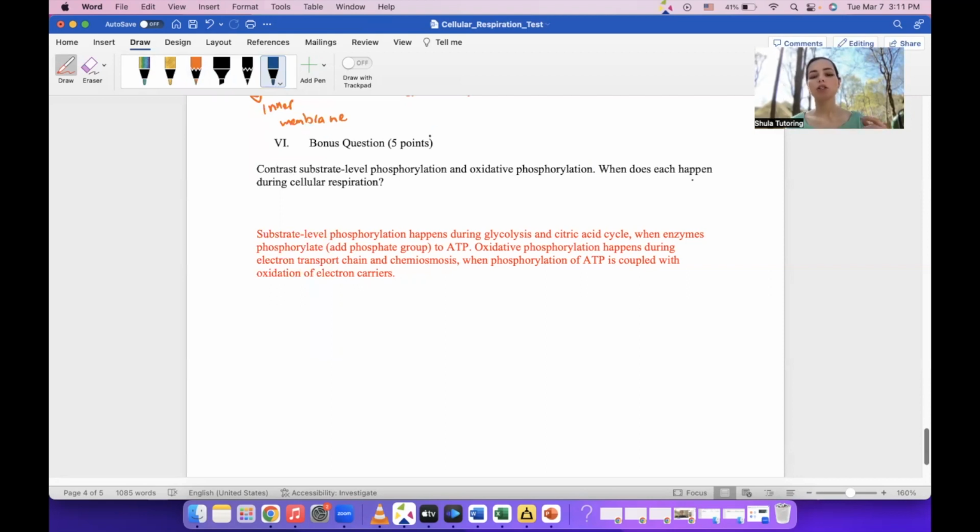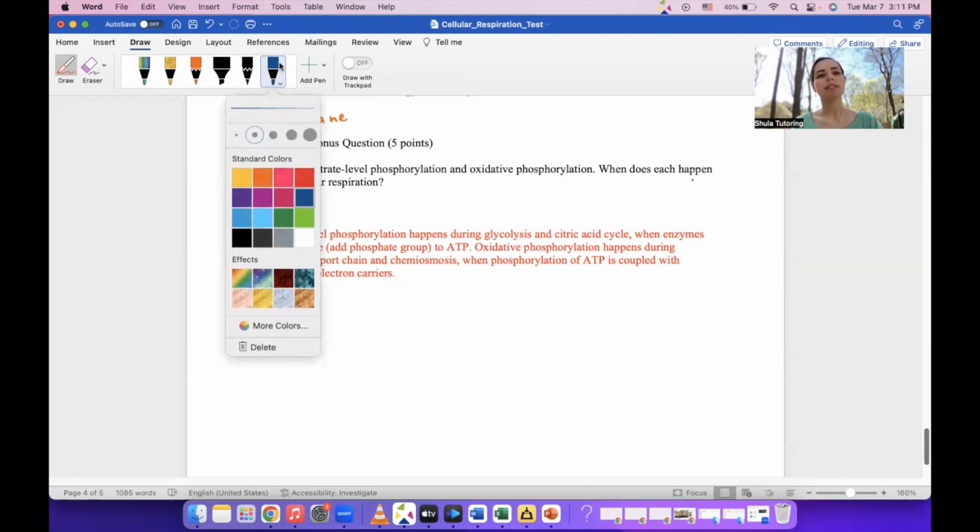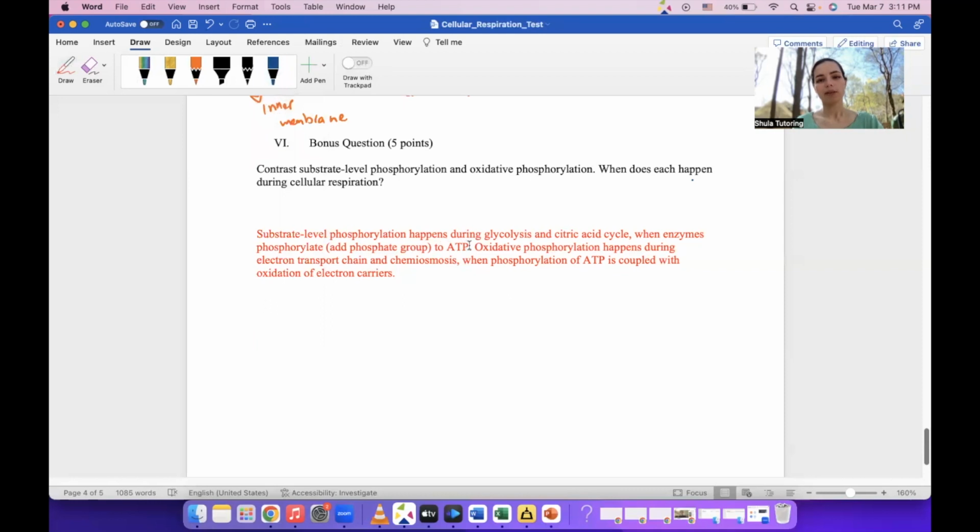Phosphorylation, we just add a phosphate to ADP, we make ATP. So there are two ways it can happen. It can happen through enzymes, right? Enzymes take some molecule and work with it. They speed up chemical reactions. The molecule that enzymes work with is called the substrate. So substrate level phosphorylation with enzymes will happen during glycolysis and the citric acid cycle, when enzymes add a phosphate group to ADP. Sorry, it should say ADP, my mistake there.